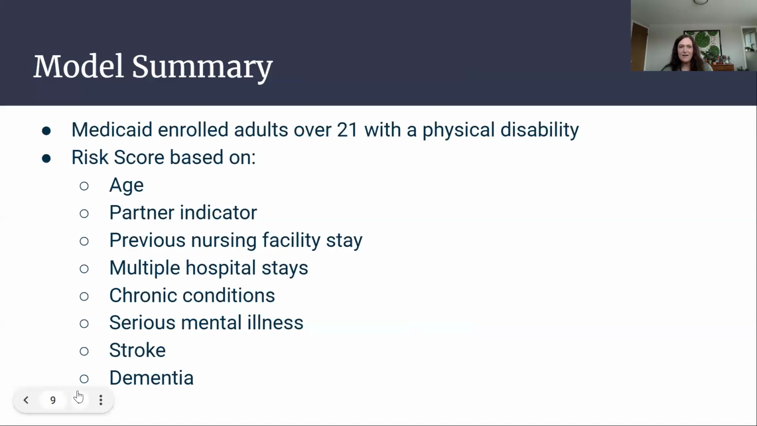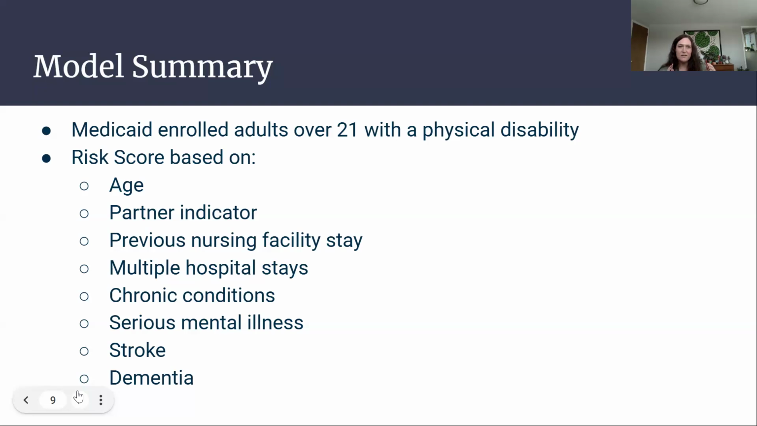So what are the things that are included on the list? Again, this is going through the approval process with the DOJ and the monitor, but we do know that this first bullet is the criteria of the agreement. So everybody who receives a risk score will be a Medicaid enrolled individual over 21 years old with a physical disability. So that isolates the population that will get the risk score.